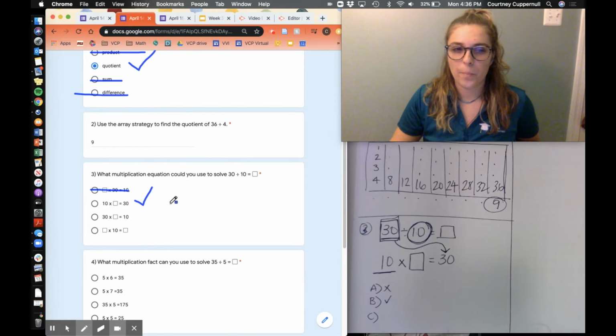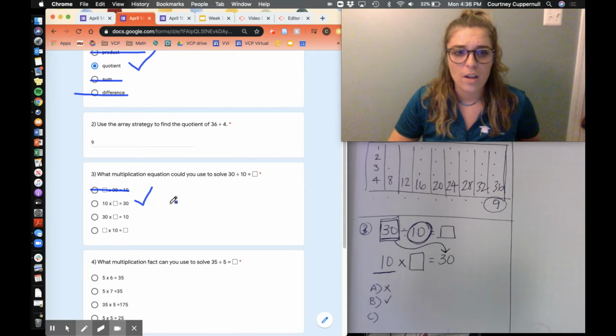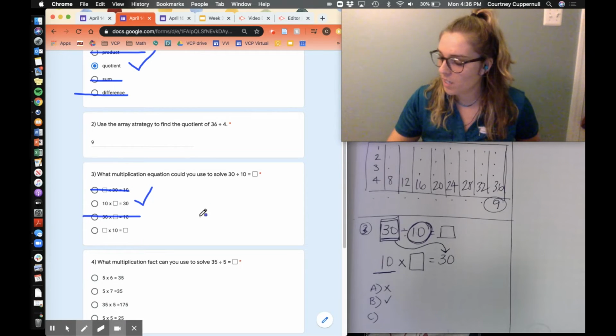Well, that is similar to the first answer choice, which we talked about doesn't really make sense, because if I have 30 groups, even if I put 1 in there, 30 groups of 1 is still going to be more than 10. So that doesn't super make sense. We're going to cross it out. Over here, we just cross it out like that.